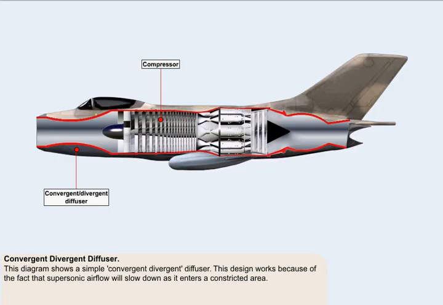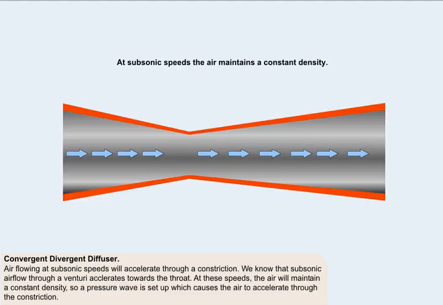This diagram shows a simple convergent-divergent diffuser. This design works because of the fact that supersonic flow will slow down as it enters a constricted area. You will note that this is the opposite response to that which happens with subsonic flow. Air flowing at subsonic speeds will accelerate through a constriction. We know from the previous lesson that subsonic airflow through a venturi accelerates towards the throat. At subsonic speeds, the air will maintain a constant density, and as a result a pressure wave is set up which causes the air to accelerate through the constriction.